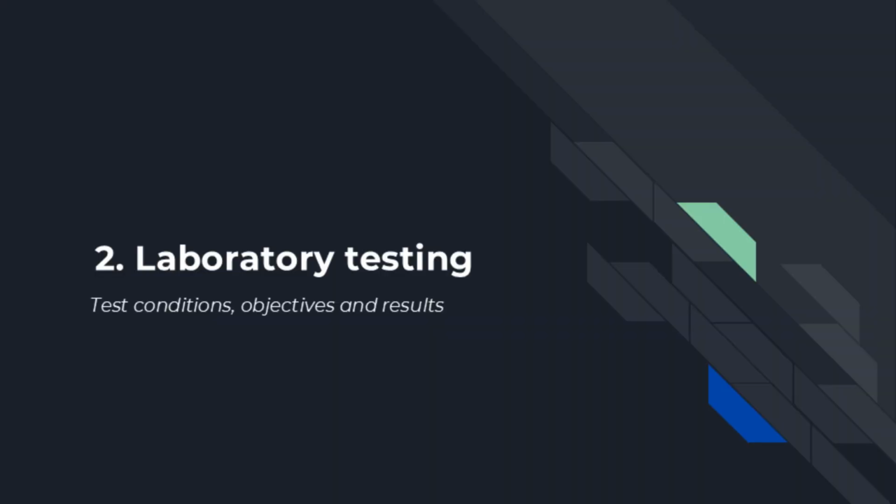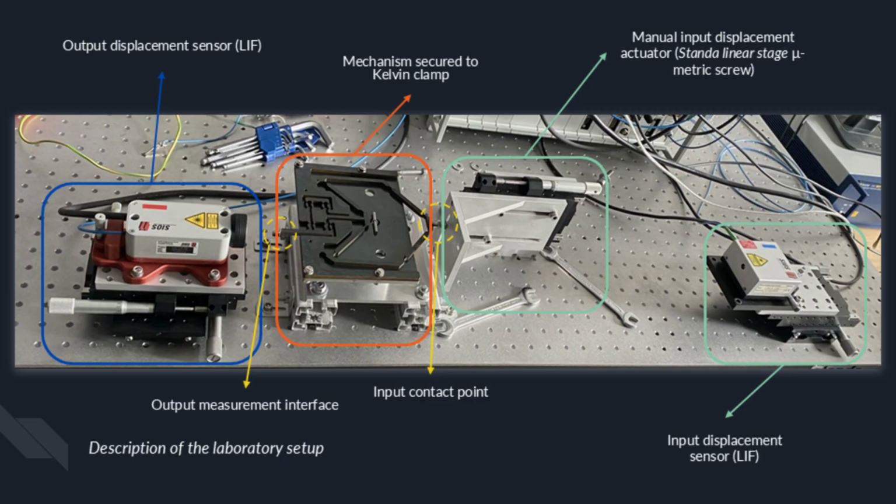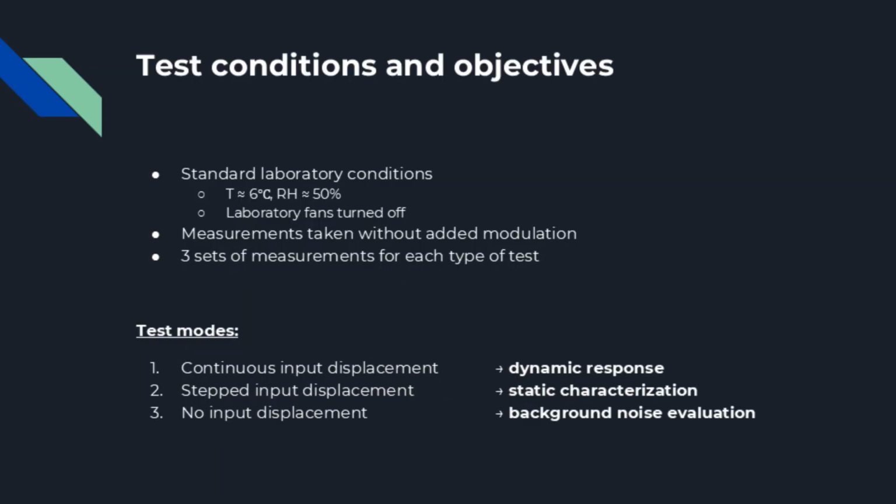The laboratory testing was performed using the following setup. The mechanism was mounted on a Kelvin clamp between a manual input displacement actuator and a laser output displacement sensor. The effect of the input actuator was also measured with another laser displacement sensor, placed behind the overall system. The testing was done in standard laboratory conditions, with 3 different test modes: a continuous input displacement to analyze the dynamic response, a stepped input displacement to get a static characterization, and one with no input displacement to evaluate the background noise. For each test mode, 3 different tests were performed.